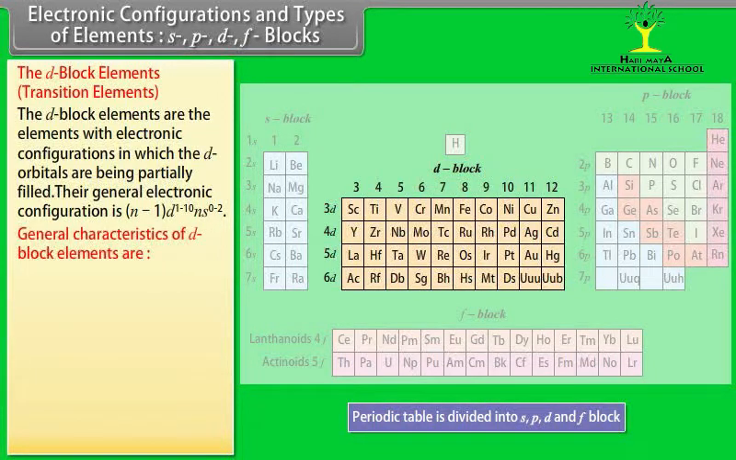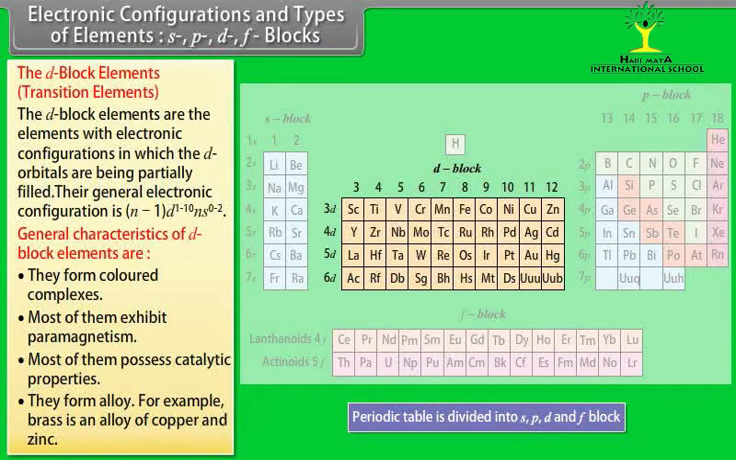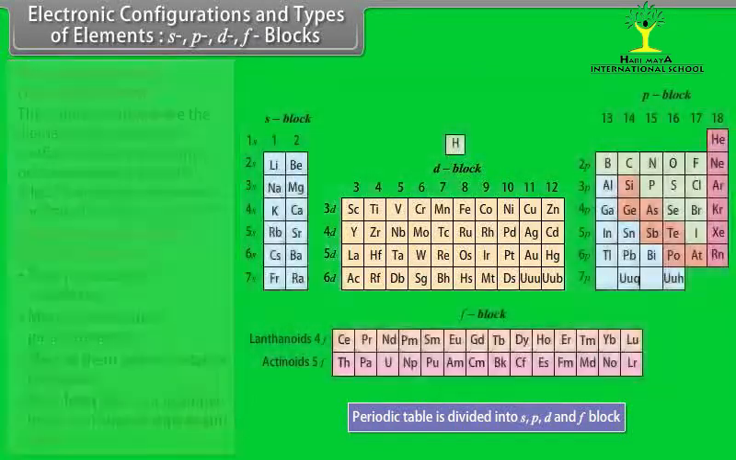General characteristics of D block elements are: they form colored complexes. Most of them exhibit paramagnetism. Most of them possess catalytic properties. They form alloys. For example, brass is an alloy of copper and zinc.